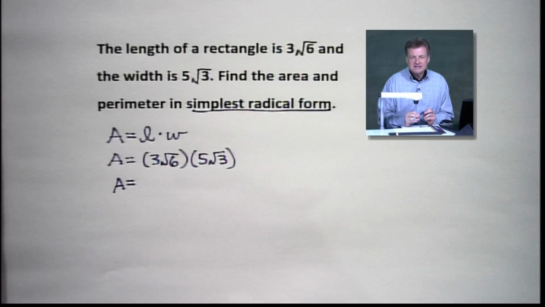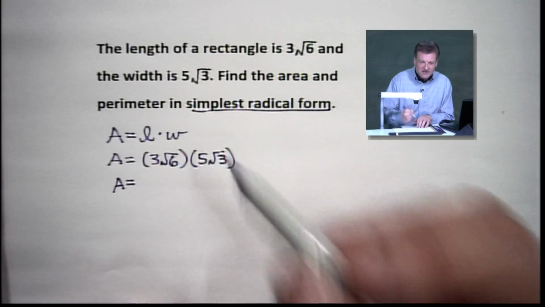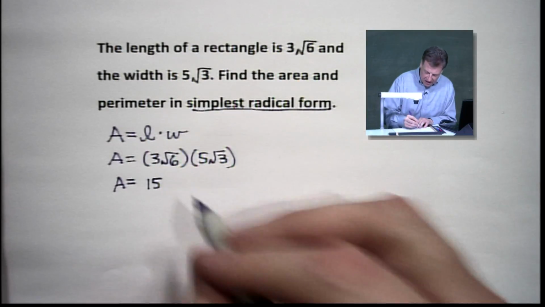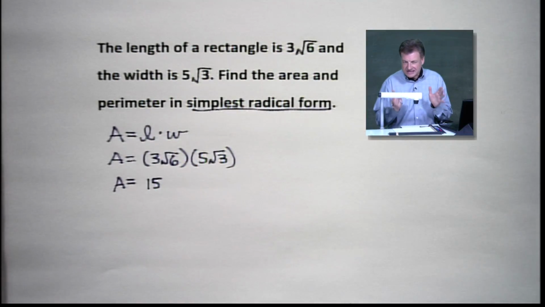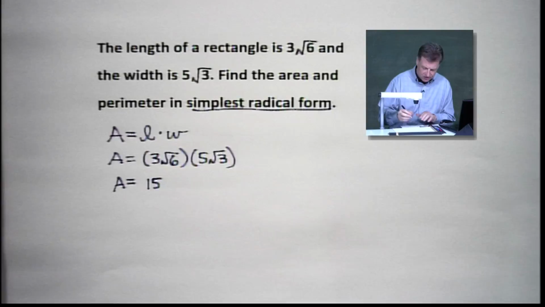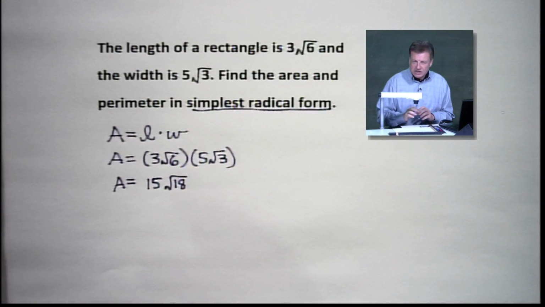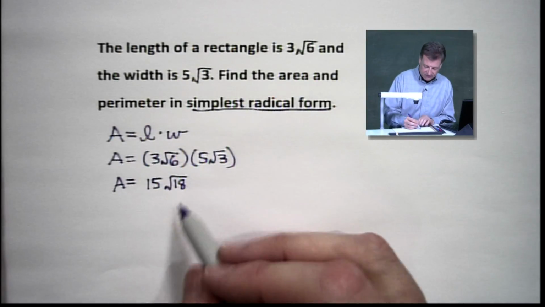So see what we do. We multiply the 3 and the 5 together. That gives me 15. And inside the radical, I've got a 6 and a 3 that want to multiply together. That gives us the square root of 18, which is, you're probably going, Ernie, I don't think that's simplified. You're right. We can simplify that 18.